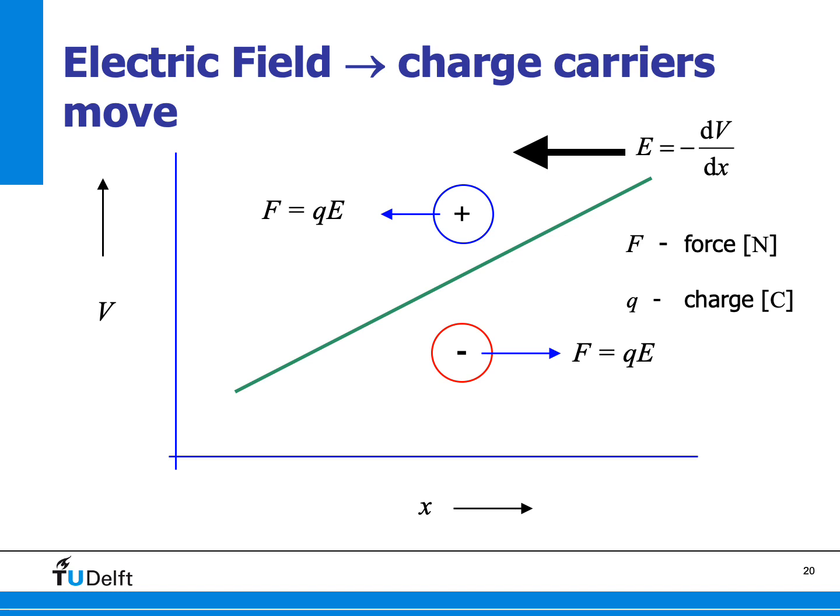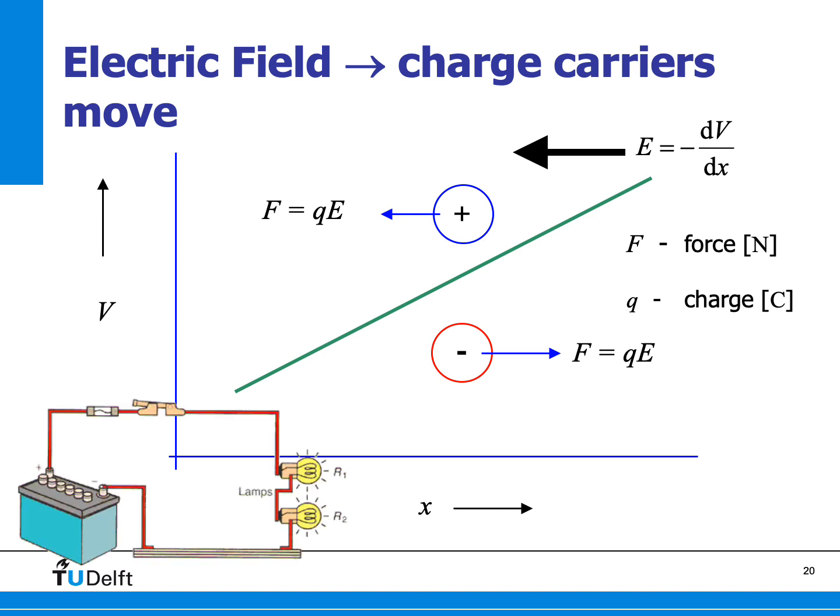The electric field will result in a force F on a charge, in this case a positive charge, and as a result the positive charge will move in the direction of the negative pole. There will also be a force on the negative charge as a result of the electric field, and as such the negative charge will move towards the positive pole.